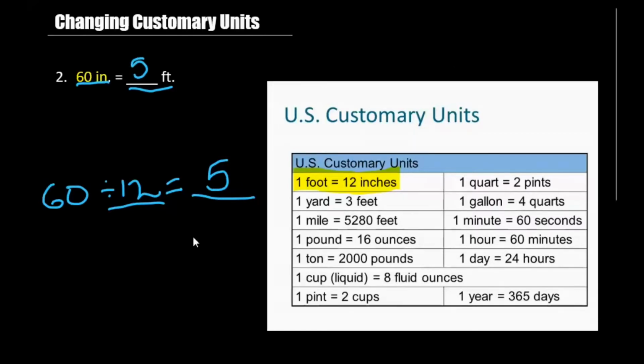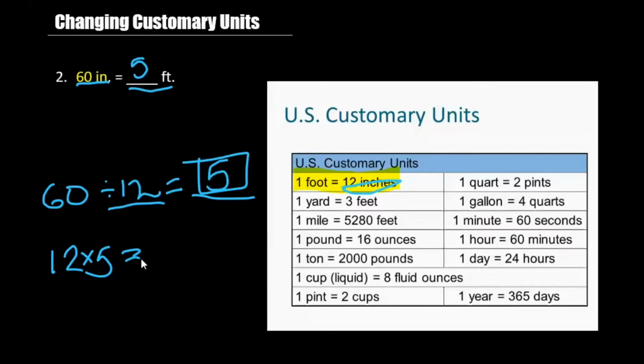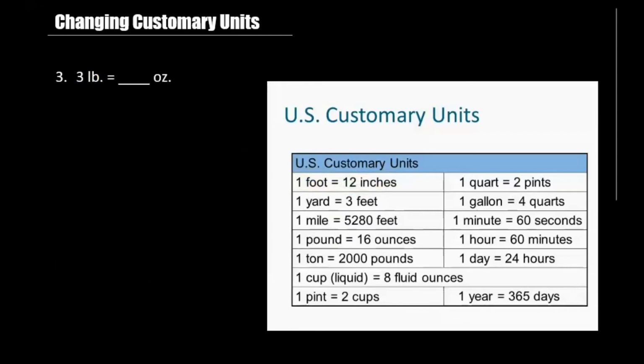And if we want to check it, we know that 1 foot is equal to 12 inches, and our answer we got over here is 5. So we can just multiply 12 times 5. 12 times 5 is equal to 60. So that means our answer is right. That is how you check it. Let's go to the next question.